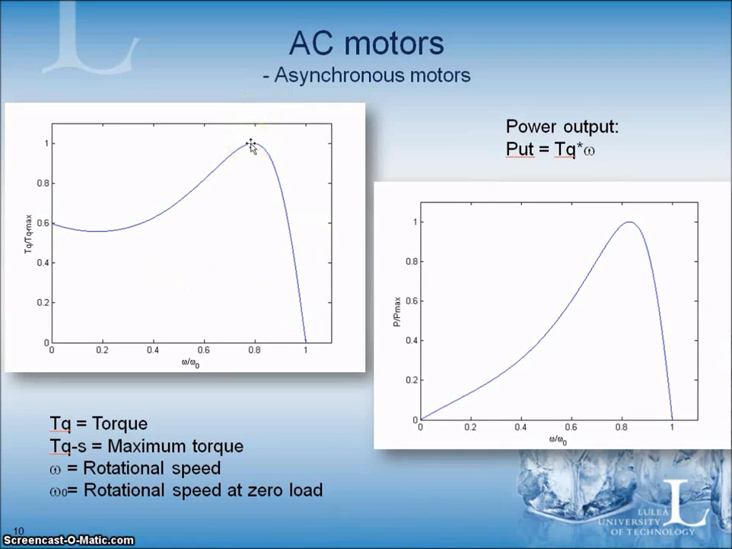The maximum torque is about 0.8, 80% of the maximum RPM. And after that the torque is decreasing a lot until its maximum RPM. This means that the power output, torque multiplied with the rotational speed, looks like this. Also it has the maximum power output roughly at about 80% of the maximum RPM.